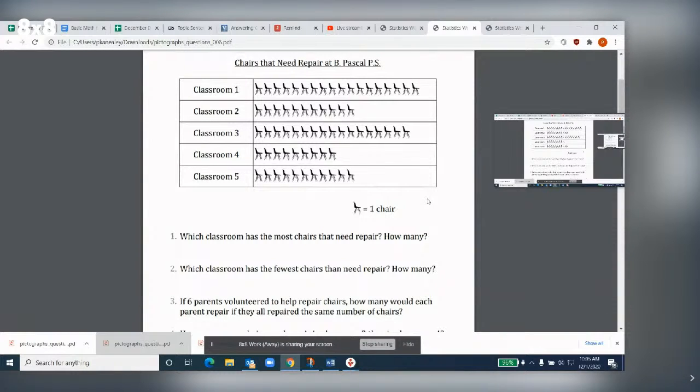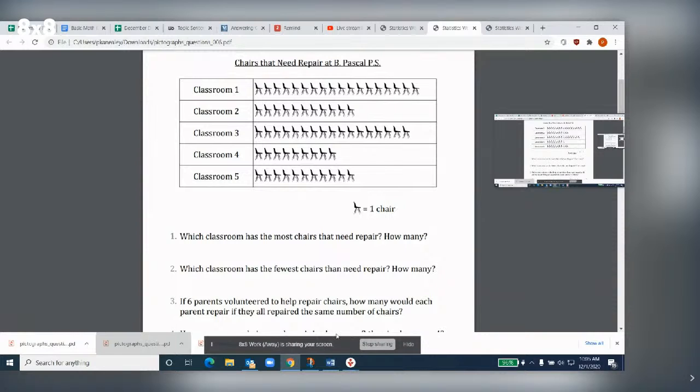Okay, and each parent's going to help repair 6. So what that would be is 66 total chairs divided by the 6 parents. And when you do that, they'd each repair 11 chairs. So that one is a division problem, okay? That one's just counting up all the chairs, and the total number is 66, then you divide by 6 parents.